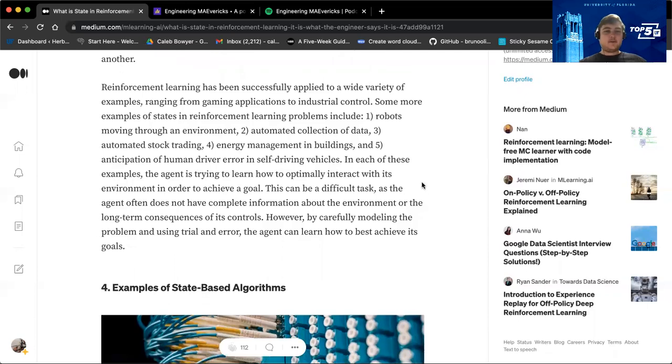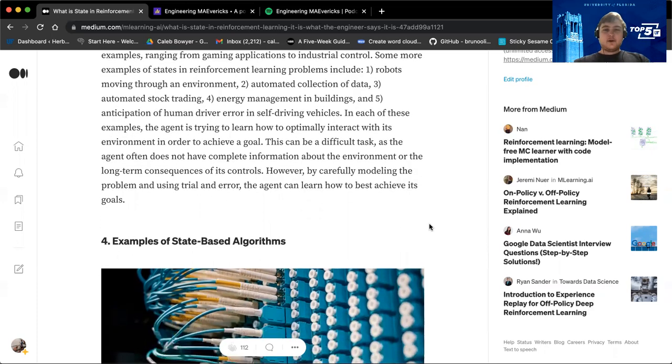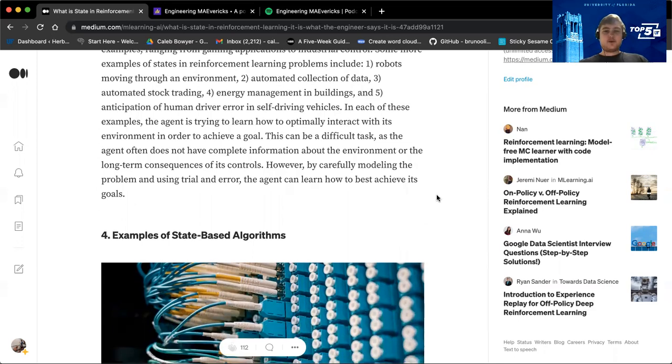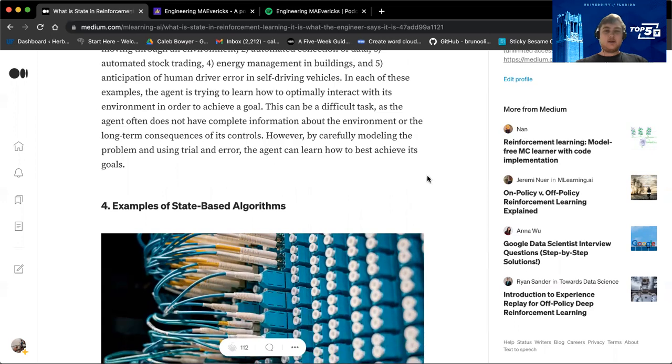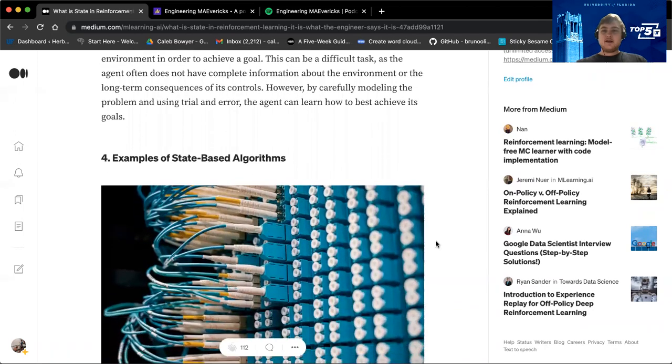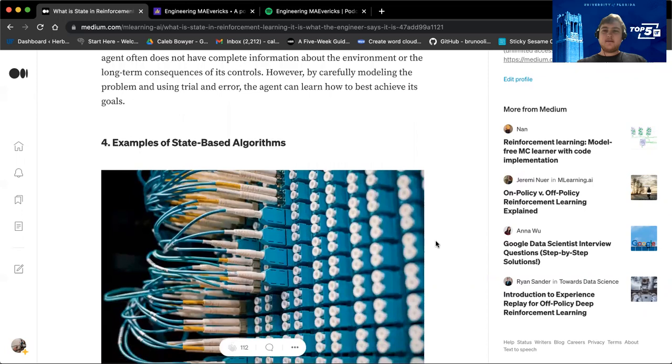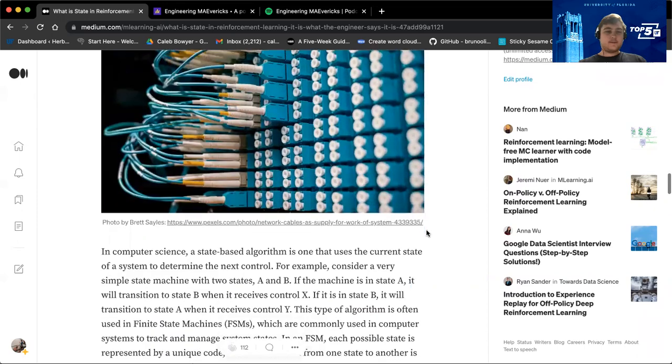In each of these examples, the agent is trying to learn how to optimally interact with its environment in order to achieve a goal. This can be a difficult task, as the agent often does not have complete information; it usually only has partial information about the environment or the long-term consequences of its controls. However, by carefully modeling the problem and using trial and error, the agent can learn how to best achieve its goals. So let's go through some examples to make state-based reinforcement learning more concrete.